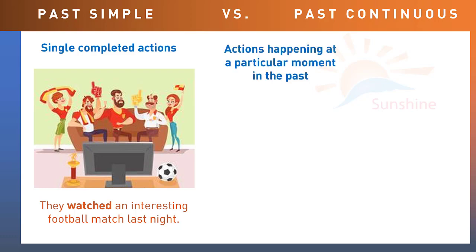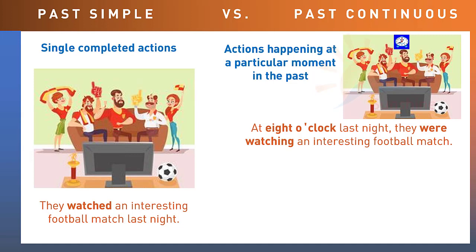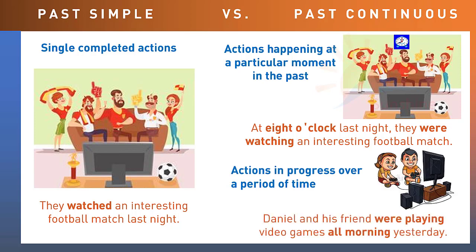Past continuous is used to talk about actions happening at a particular or specific moment in the past. For example, at 8 o'clock last night, they were watching an interesting football match. It can also be used to talk about actions in progress over a period of time. Daniel and his friend were playing video games all morning yesterday.